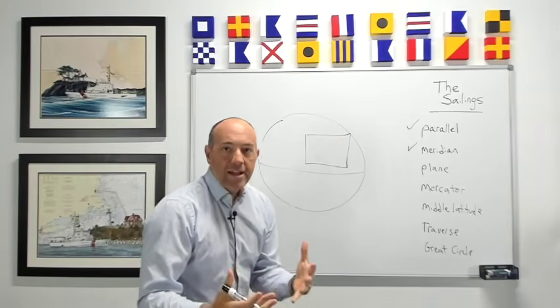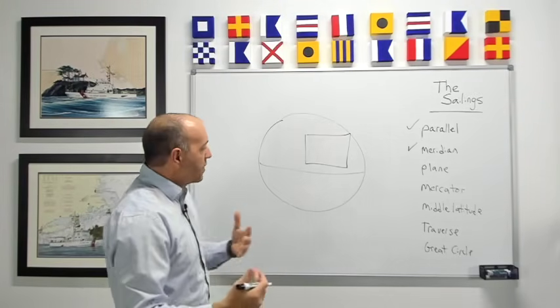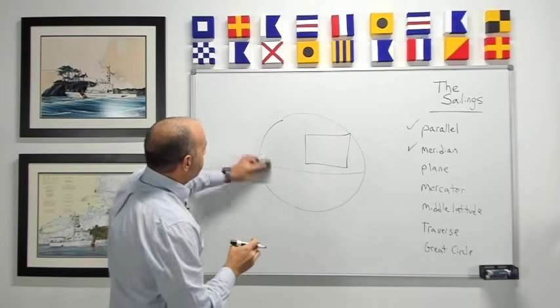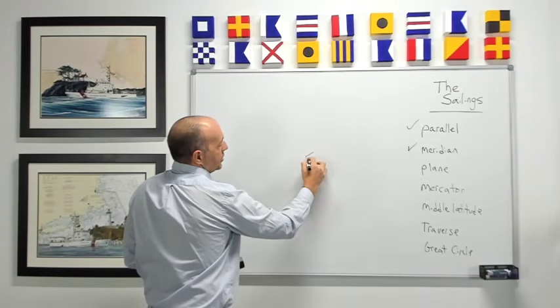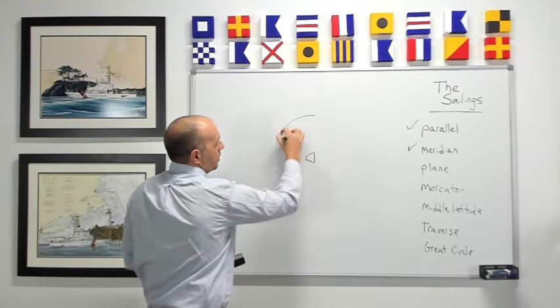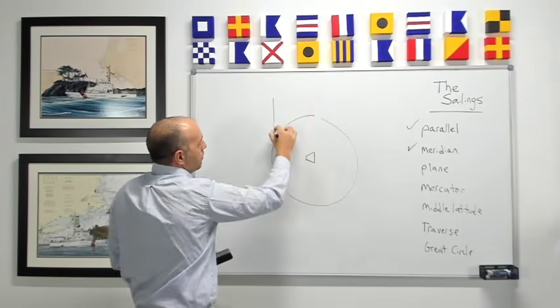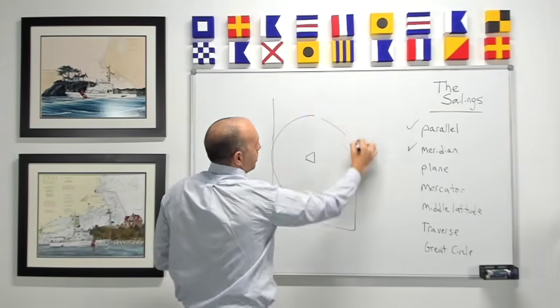If you were to create a Mercator projection chart, the way that these work is imagine a little projector in the center of the Earth, and then you wrap the Earth in a cylinder.